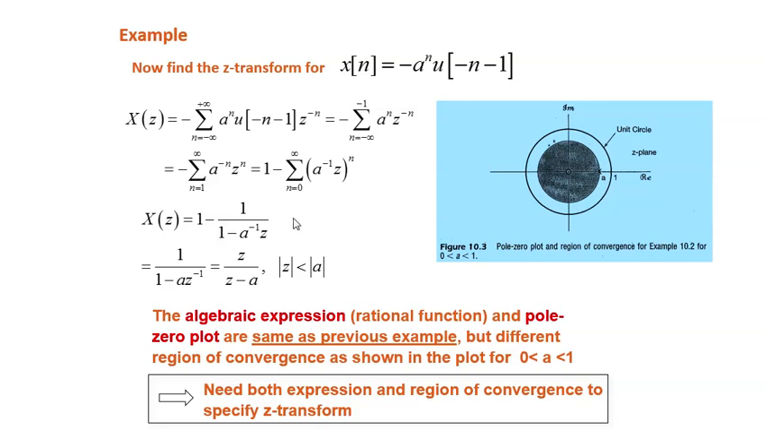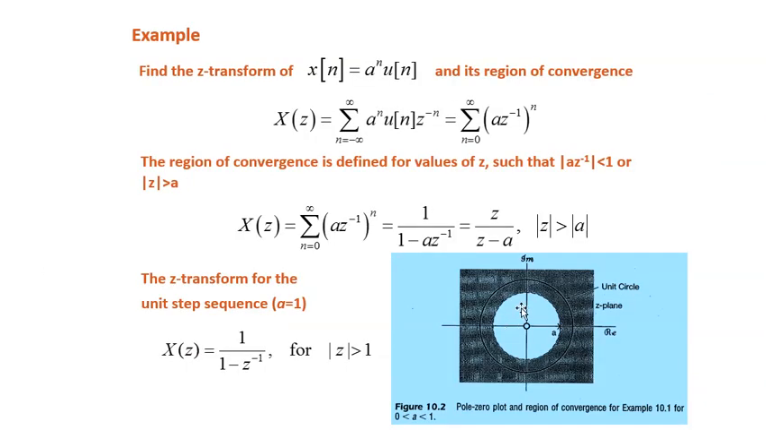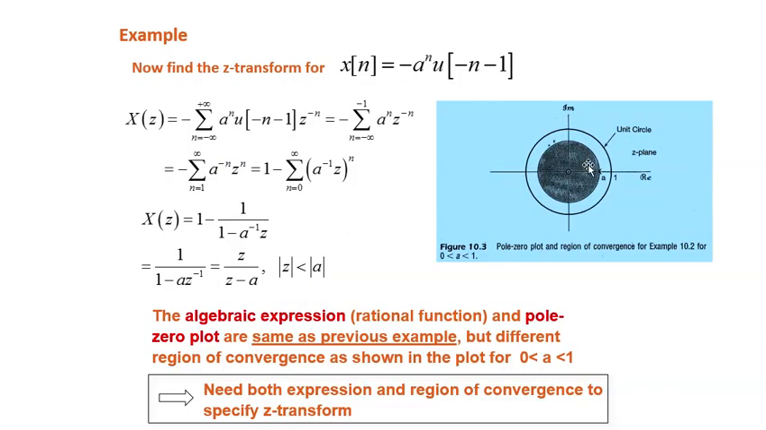So as you see, the answer looks very similar to the previous example, just the region of convergence is different. You see here the region of convergence would be inside this circle with the radius of a. In the previous example, it was outside, right? For z greater than a, here this is inside. So you see these two together, the algebraic expression of the transform and the region of convergence, these two together define the Z transform of a function.